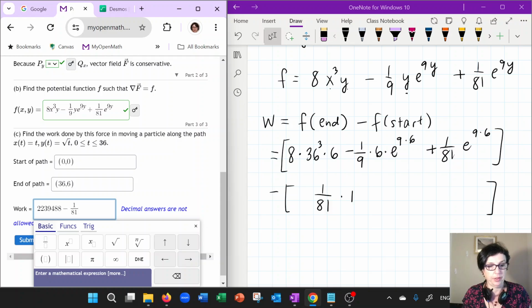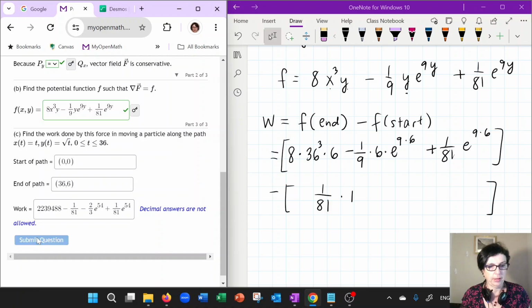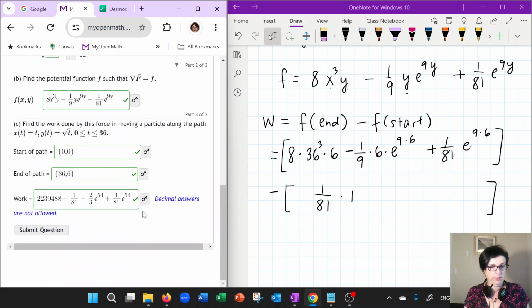So this is 6 over 9. That's minus 2/3 e to the power 54 plus 1 over 81 e to the power 54. I have not seen anything uglier than that. Can you believe that that's correct?